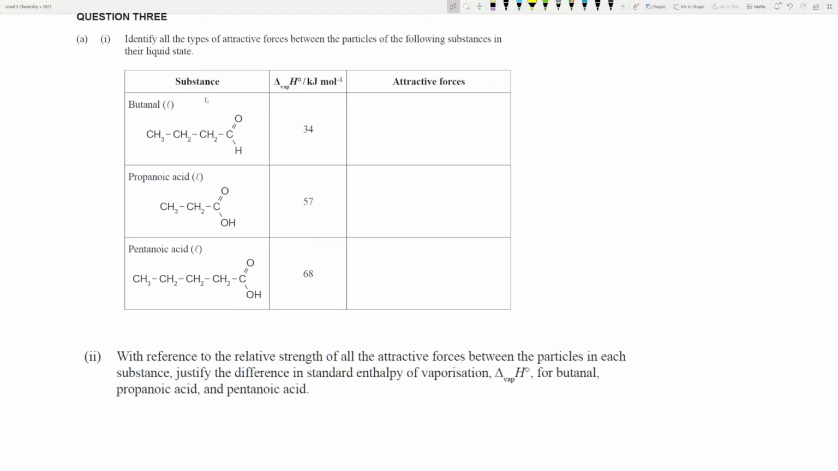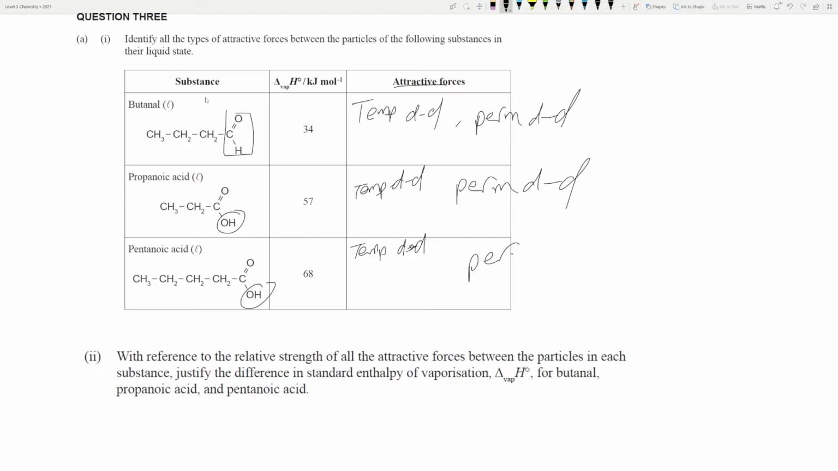Question 3. Now, this is butanol. For the attractive forces on all of these, let's just double check. Yeah, all of them have temporary dipole-dipole attraction, because they're all molecular solids. Now this one is polar, so it also has permanent dipole-dipole. This is hydrogen bonding right here, so this also has permanent dipole-dipole, as well as hydrogen bonding.